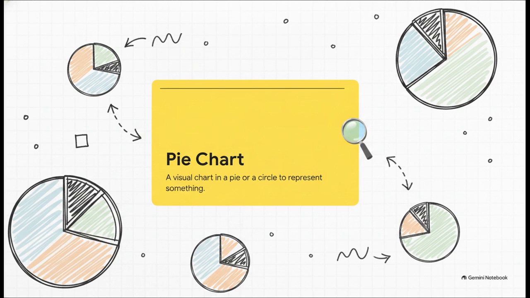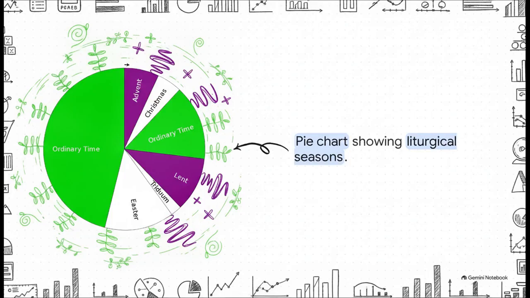When you use a pie chart, you're basically telling the viewer, hey, here is the entire thing, and here is exactly how it's sliced up. Here's a perfect practical application of that. Representing a single calendar year, broken down into liturgical seasons. The entire circle is one complete year.